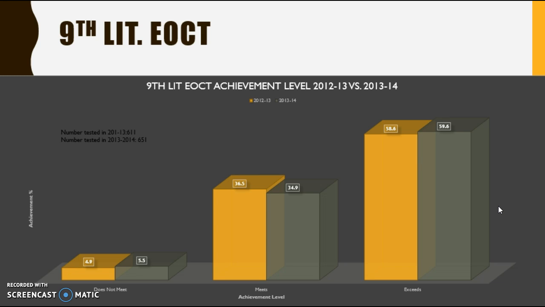EOCT. It only has 3 achievement levels. We did pretty well in 2012-13 and 13-14. We had a few more students tested each of those years, 611 and then 651.